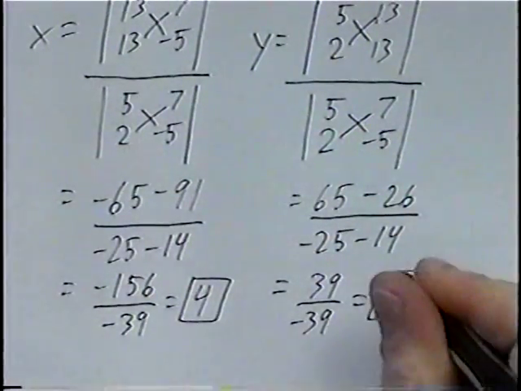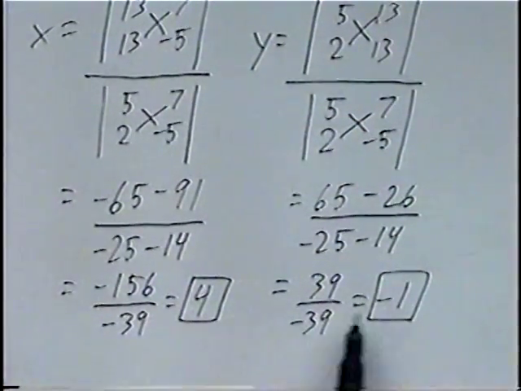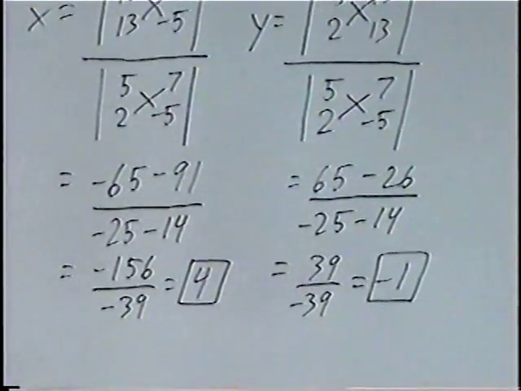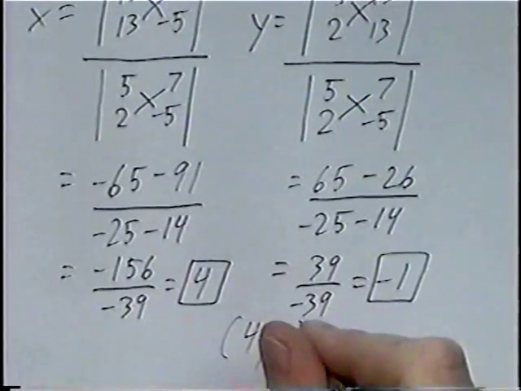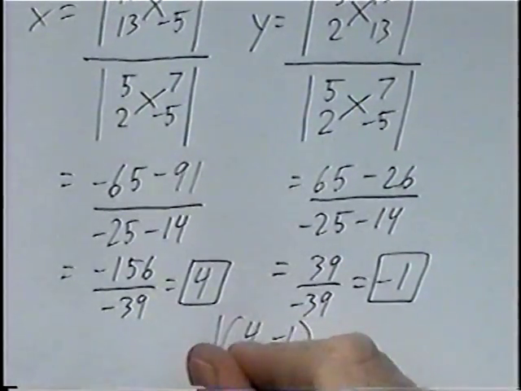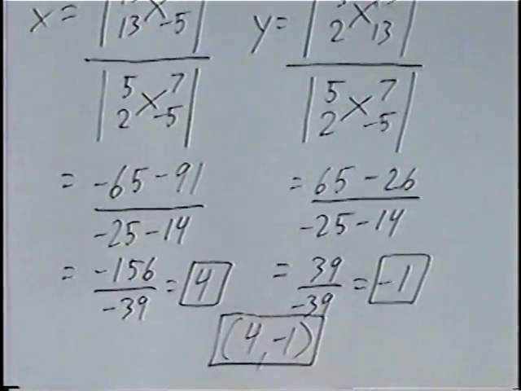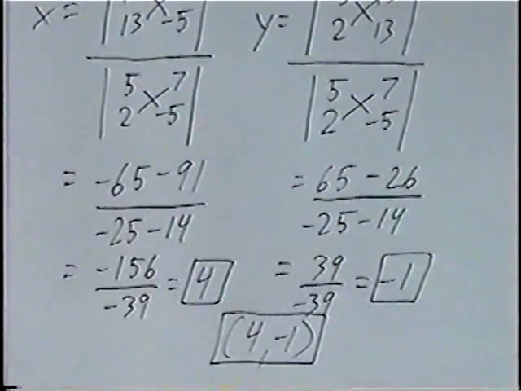So x would equal 4, y would equal negative 1, or the two lines cross at the point 4, comma negative 1. And that would be the solution for the systems of equations.